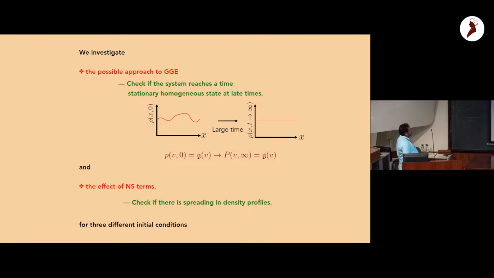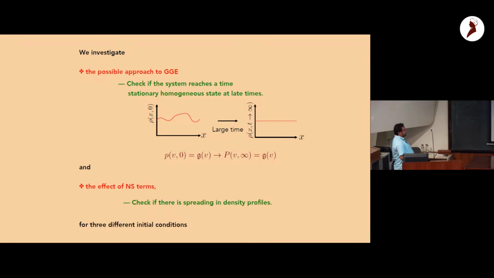So what we want to investigate is whether, starting from some initial non-equilibrium state, it will reach a homogeneous GGE state. Of course, the marginal velocity distribution will not change, because the velocities are not changing. So we want to initially create a density profile which is not homogeneous, and at late times we want to see whether it will go to a homogeneous density profile or not. That is the simplest thing that we can check, whether the system reaches a GGE state, because a GGE state is finally homogeneous, and so the density profile should be homogeneous.